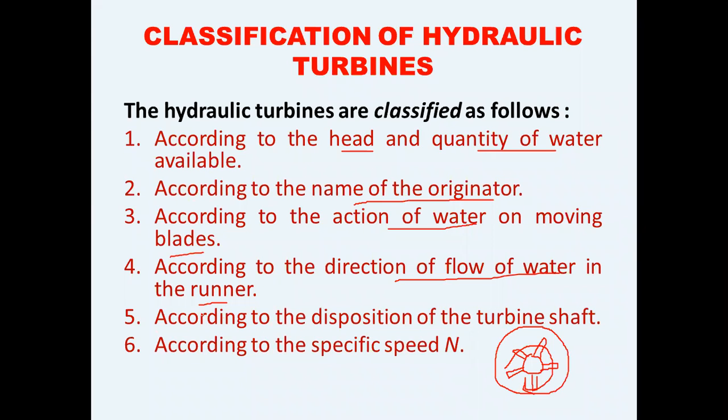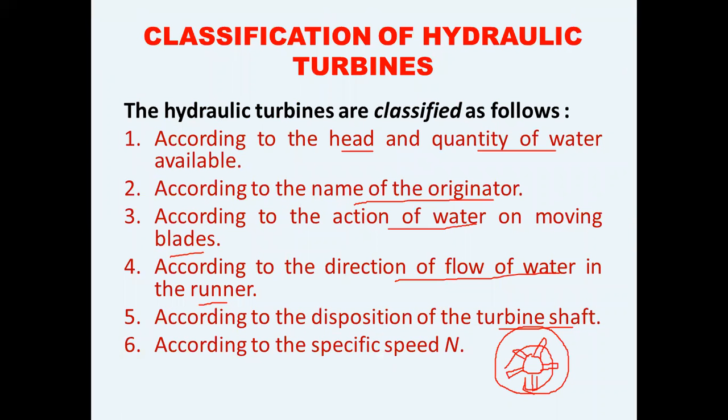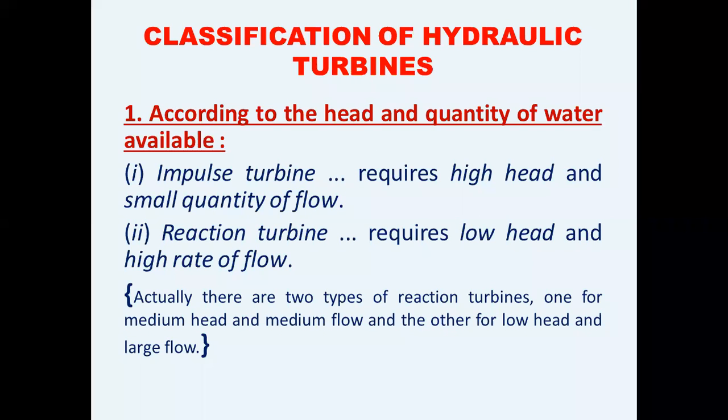Next, we are going to classify according to the disposition of the turbine shaft, whether the turbine shaft is vertical, as shown in this image. In this image, the turbine shaft is vertical. In some images, the turbine shaft is going to be horizontal. So that is one way of classifying the turbine. Then the last classification will be according to the specific speed. So let us start. We'll see the first classification, which is according to the head and quantity of water available.